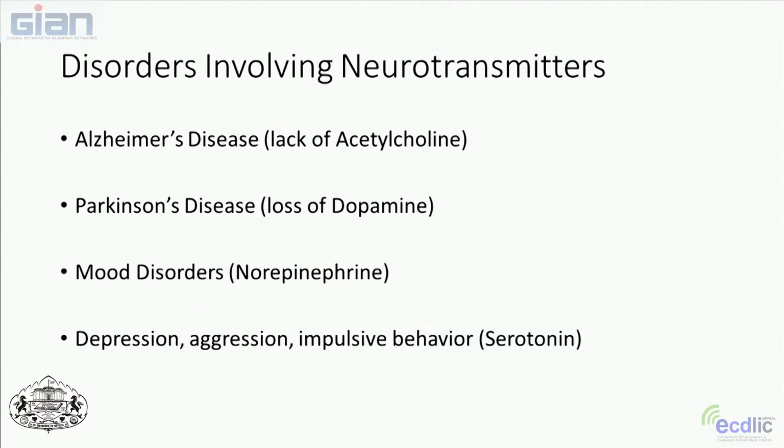Parkinson's disease is from a loss of the dopamine neurotransmitter. So, in Parkinson's disease, people often shake. This is the loss of these fine motor skills that dopamine helps to facilitate in our brain and throughout our body. Mood disorders are often associated with norepinephrine, and mood disorders are often also associated with serotonin.